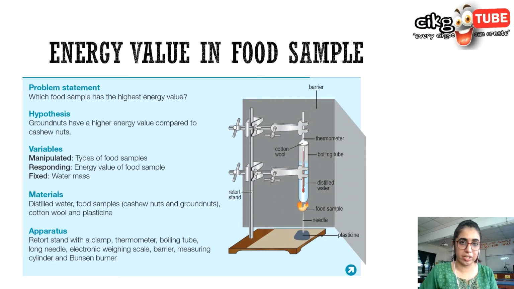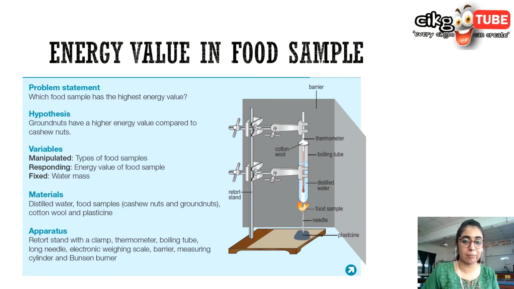Okay, now energy value in food samples. We can conduct an experiment to find out which food sample has the highest energy value. What we are going to use in this experiment is 2 types of nuts, which are cashew nuts and groundnuts. The hypothesis says groundnuts have a higher energy value compared to cashew nuts. So that's what we are going to find out.